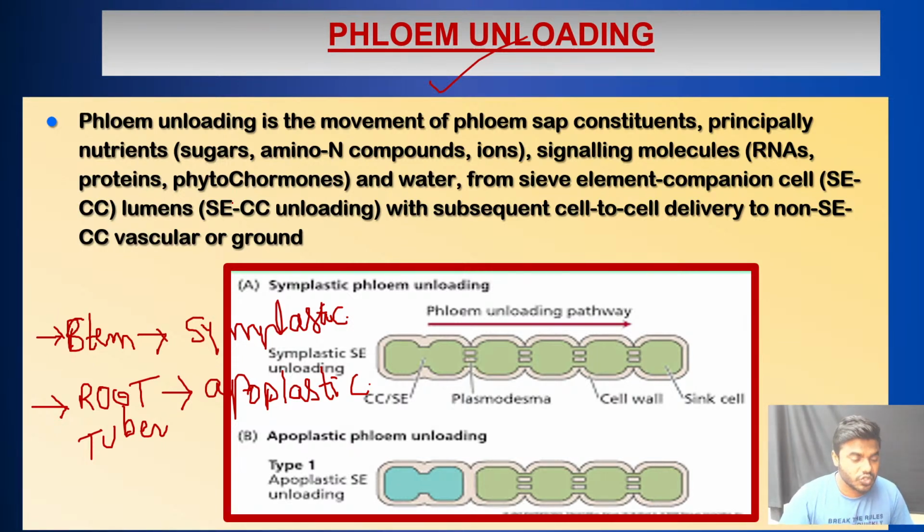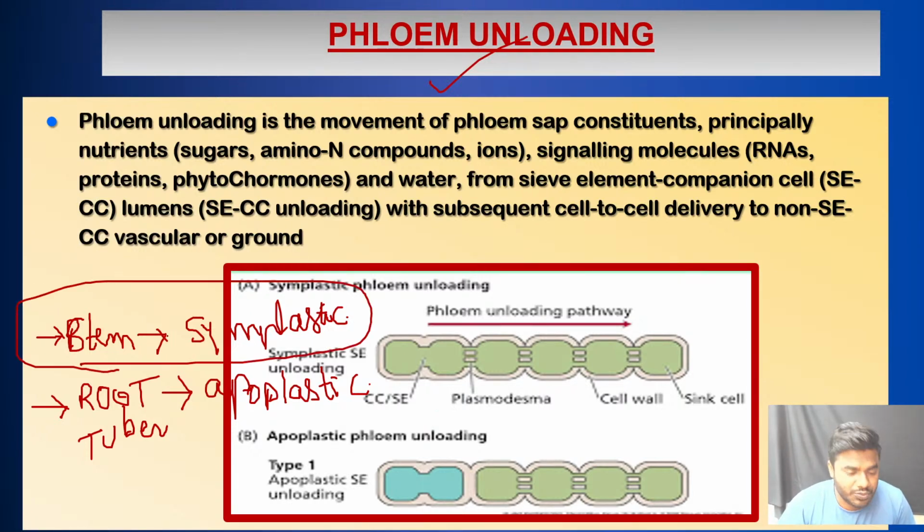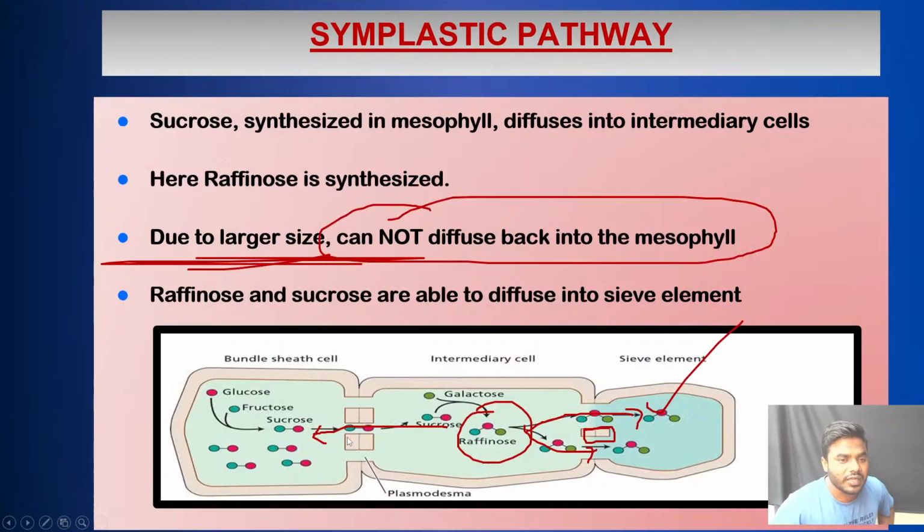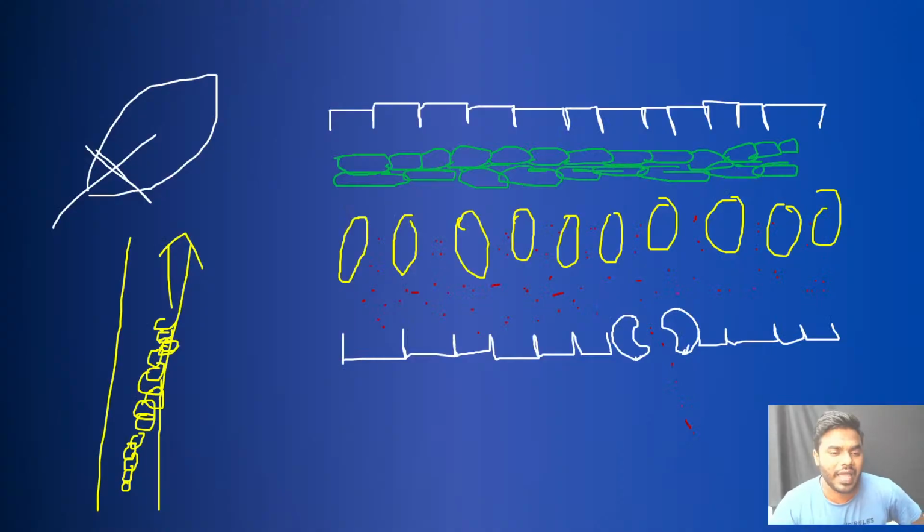If the sugars want to be unloaded into the stem, they will use the symplastic pathway by using plasmodesmata. But apart from the stem, if the sugar wants to be unloaded into any part of the plant body, either root or tuber, what kind of pathway will it follow, friends? It will basically follow the apoplastic pathway. Always remember that. So friends, that ends this particular chapter, transport in plants.